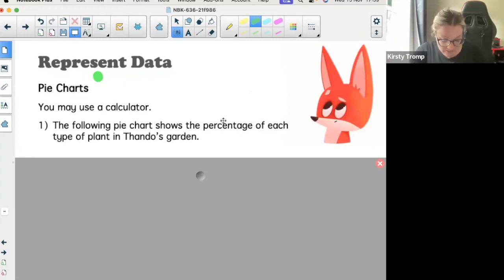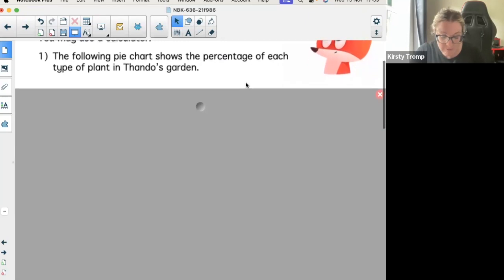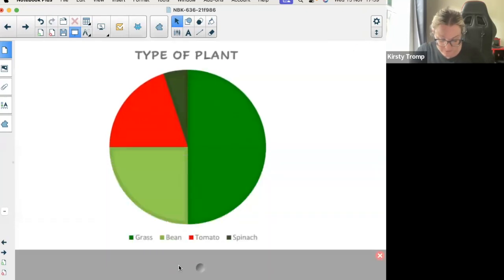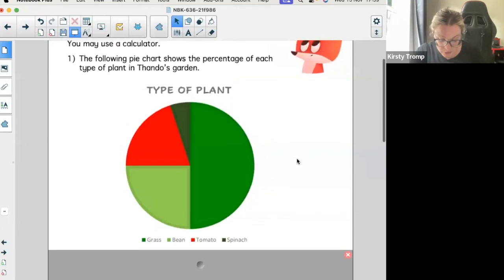The following pie chart shows the percentage of each type of plant in Tando's garden. So we're back to Tando. She's growing plants in her garden again, and we're looking at the percentage of each type of plant. Here is Tando's pie chart, and it's showing percentages. She's growing grass, beans, tomatoes, and spinach.